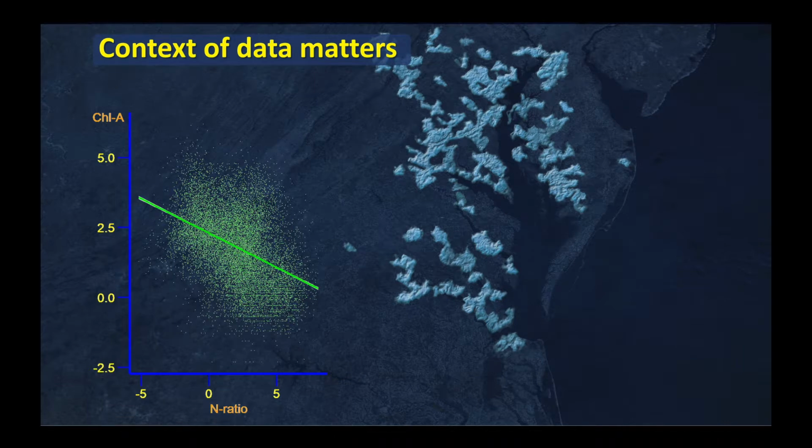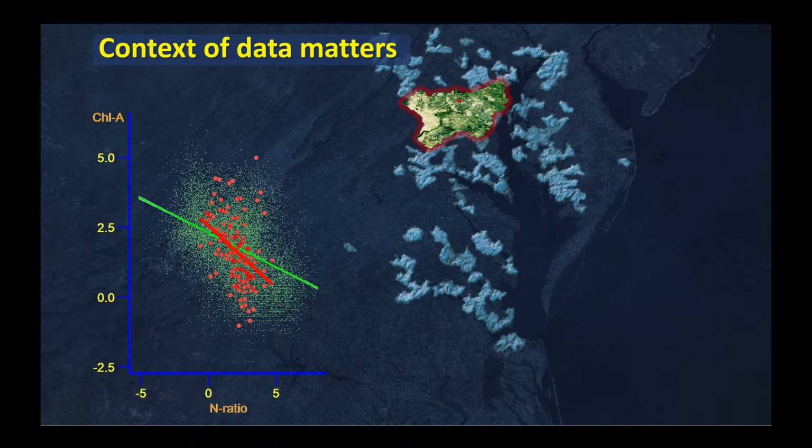For example, returning to our Washington, D.C. watershed, we see that it generates about 100 of our 17,000 observations. If we were to develop a model based solely on the Washington, D.C. observations, we would come up with a slightly different model, one in which the relationship between the N ratio and chlorophyll A is even more negative.